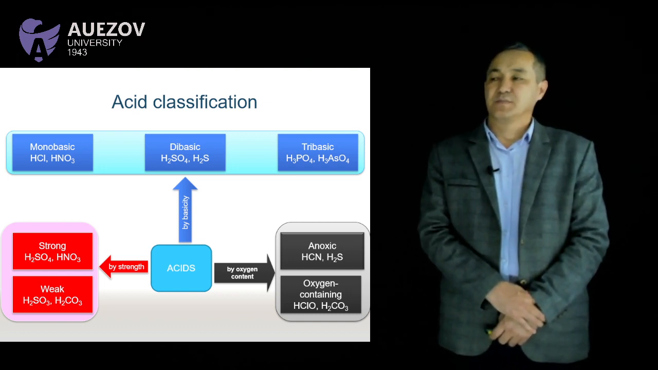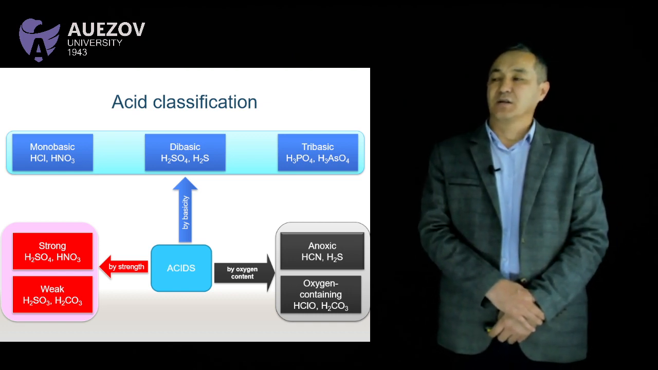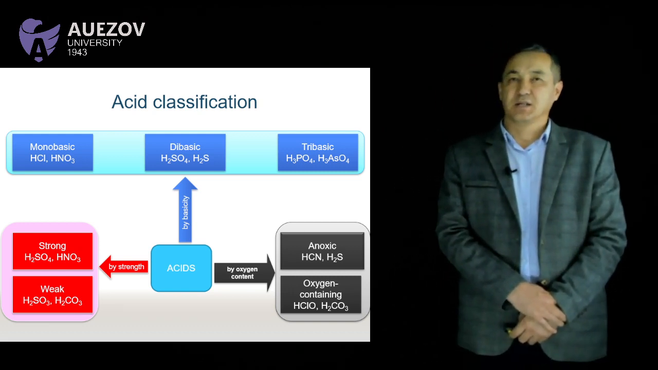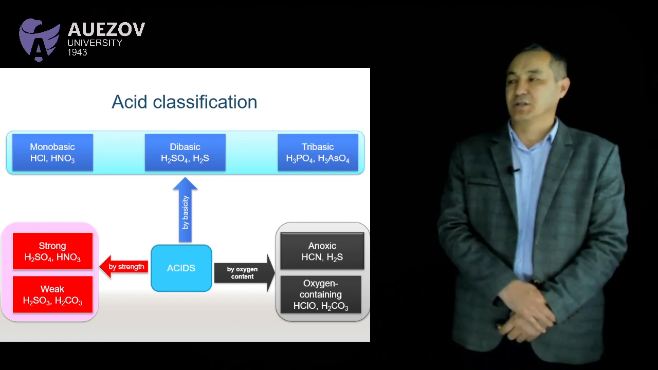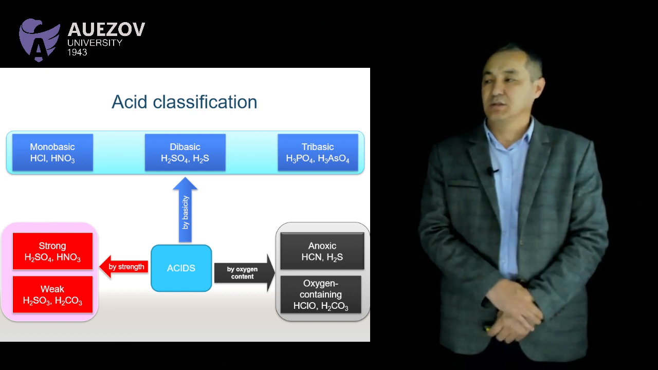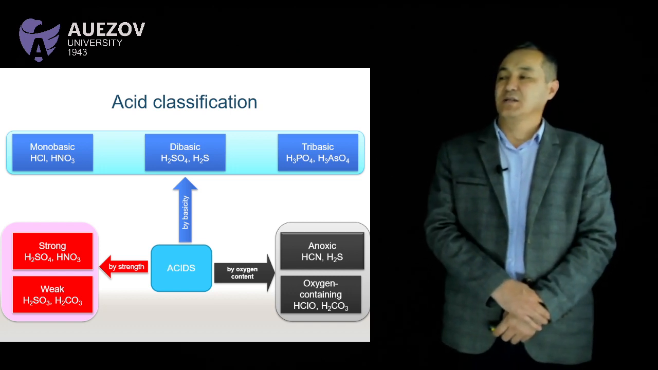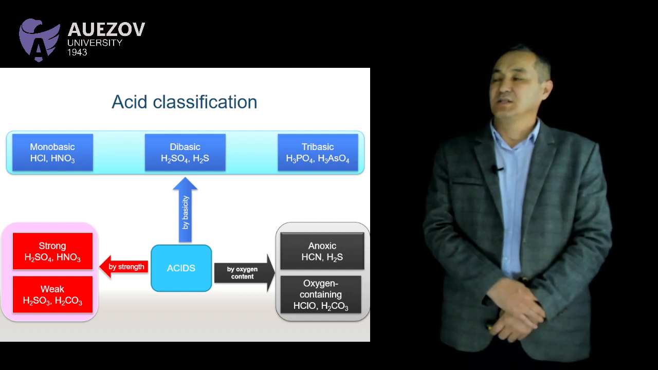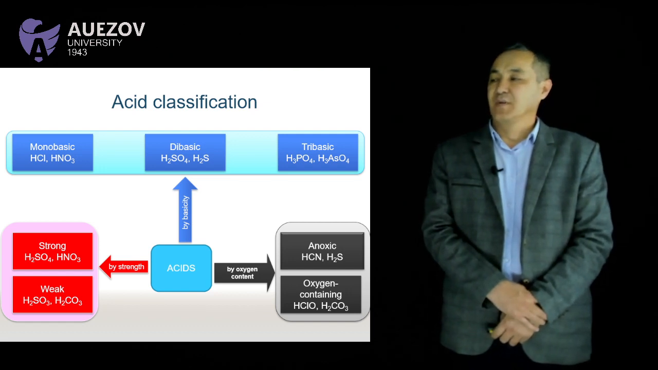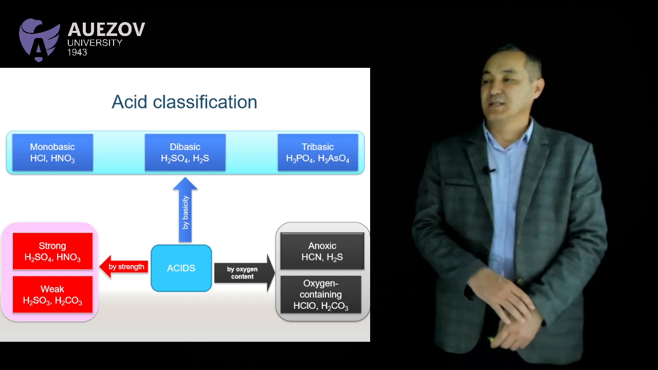For example, as an oxygen-free acid we can take hydrogen sulfide, and oxygen-containing acids such as chloric acids. And strong and weak by their strength, we can say about sulfuric acid and nitric acid. There are strong acids and weak acids. There are carbonic acids and sulfuric acids.